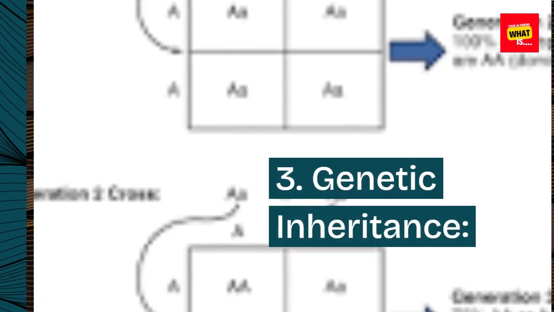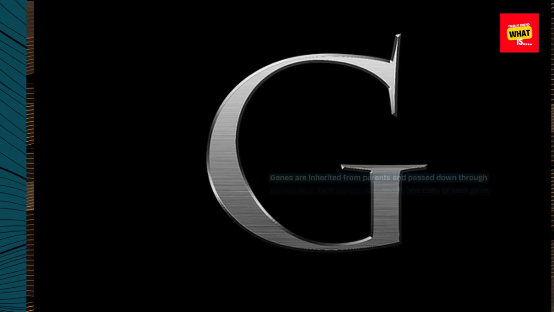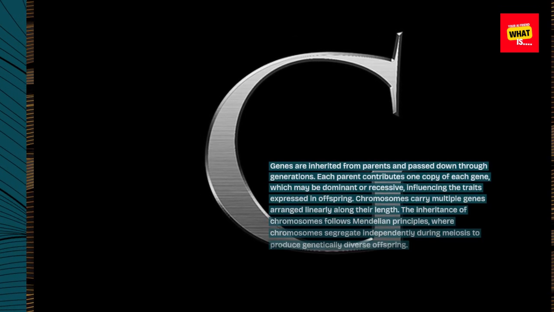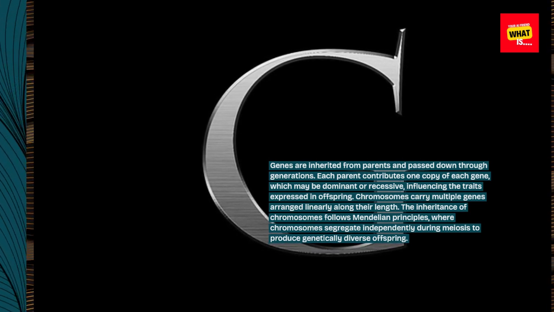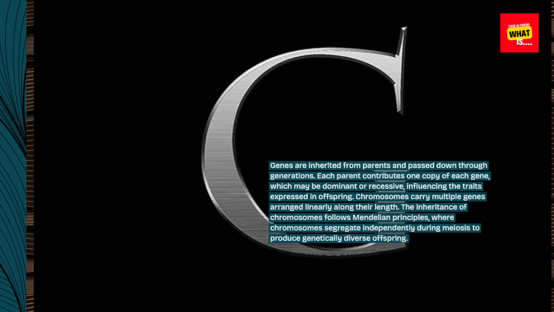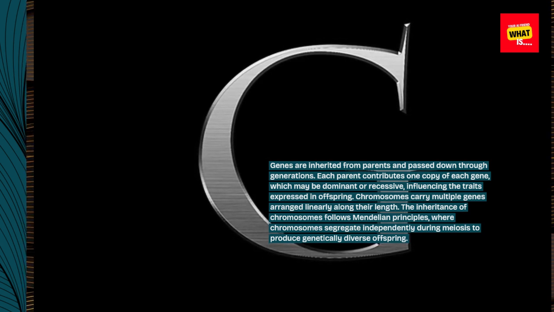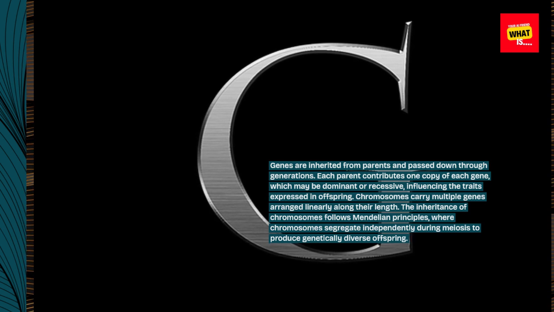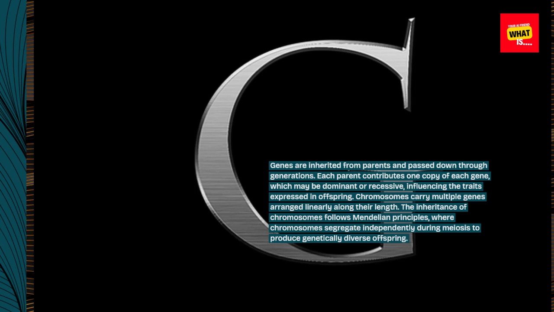3. Genetic inheritance. Genes are inherited from parents and passed down through generations. Each parent contributes one copy of each gene, which may be dominant or recessive, influencing the traits expressed in offspring. Chromosomes carry multiple genes arranged linearly along their length. The inheritance of chromosomes follows Mendelian principles, where chromosomes segregate independently during meiosis to produce genetically diverse offspring.